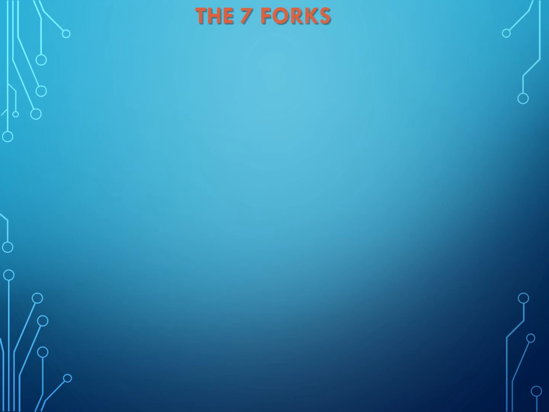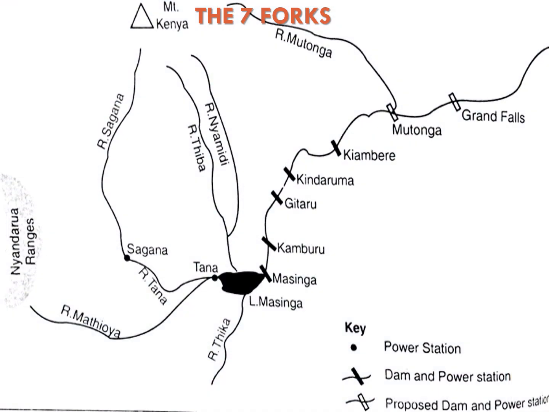So the Seven Forks dams are, as you can see them there, along the River Tana, and others along its tributaries. You can see Sagana there, River Mutonga there, so you can see where the Mutonga is proposed, and the Grand Falls. So from the key there, you can see the proposed ones, the last one on the key there. So Mutonga and the Grand Falls are proposed. The others have been completed, as we have seen from there.